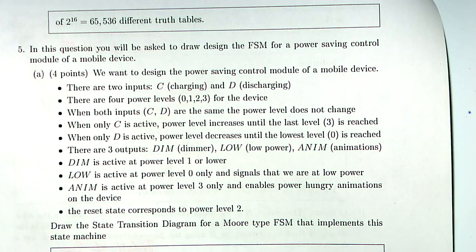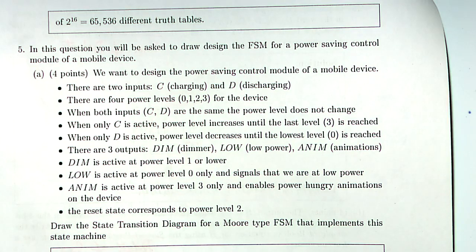Then the power level increases until the last level, level 3, is reached. When only D is active, the power level decreases until the lowest level is reached. And the transitions between these different levels are performed, let's say, by default using the clock. There are 3 other types.